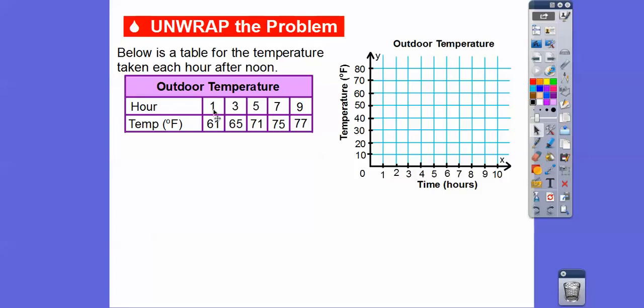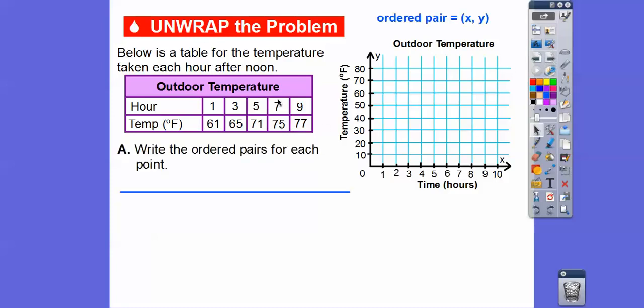So the first hour is 61 degrees, the third hour is 65 degrees, and you'll notice right here, this is our x-axis. Typically if you see a table that's written like this, the top row is your x-axis and the bottom row is your y-axis. Remember, x, y comes in alphabetical order, so since x comes before y in the alphabet, the first set of numbers is typically our x's, and the second set of numbers is typically our y's.